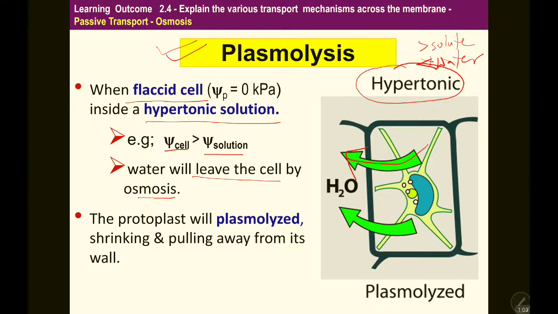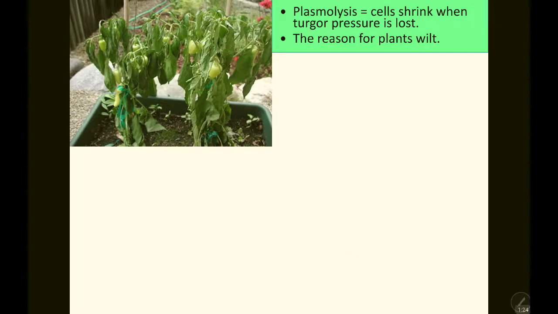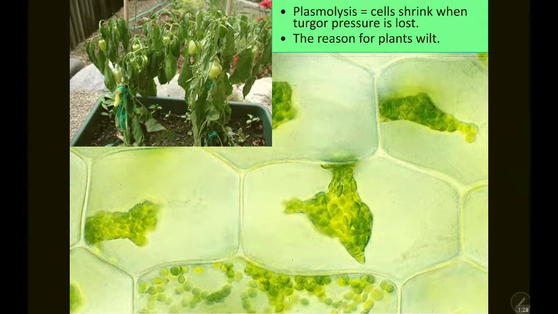So now the protoplast of this plant cell will plasmolyze. They will just shrink away or pull away from the cell wall. Okay, so now the protoplast does not touch the cell wall at all. So this is called plasmolysis. For example here, the plant protoplast is not touching the cell wall.